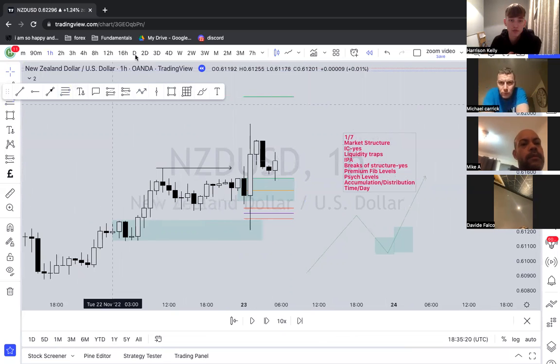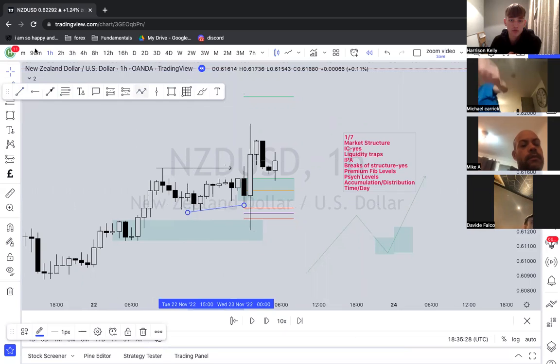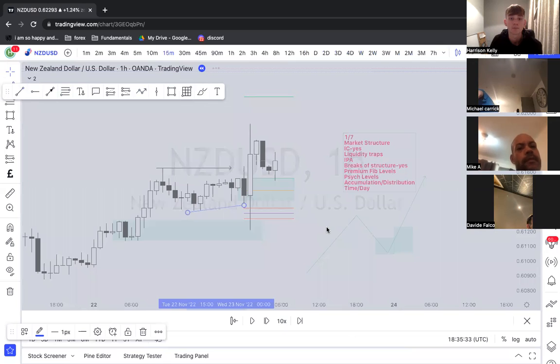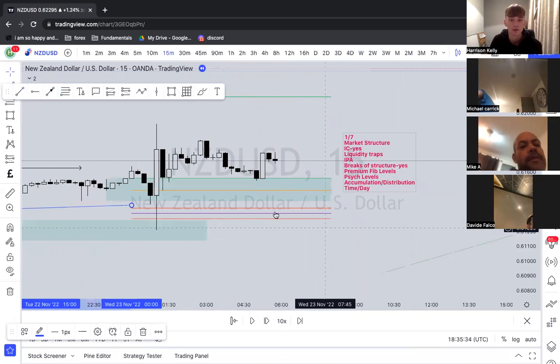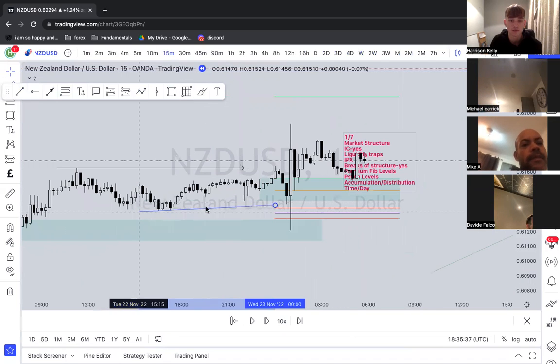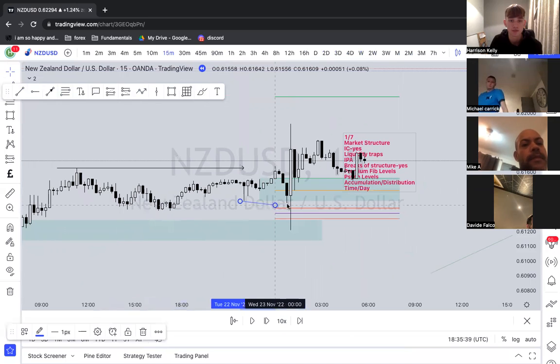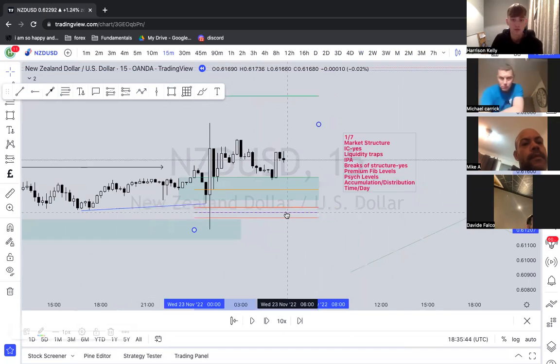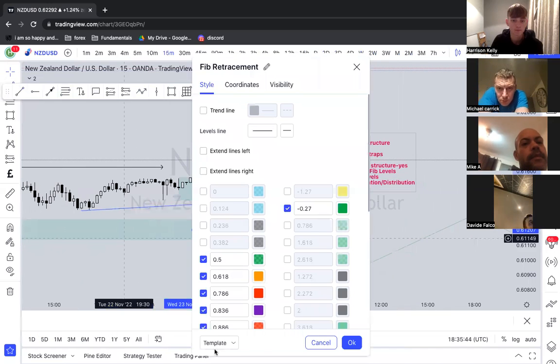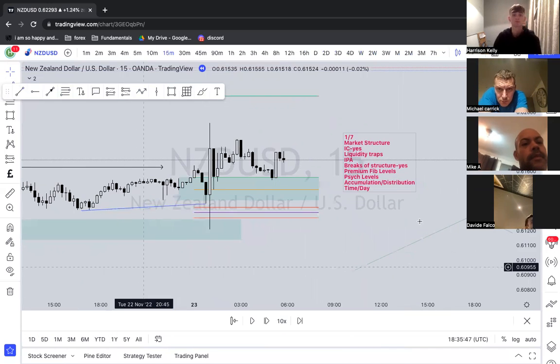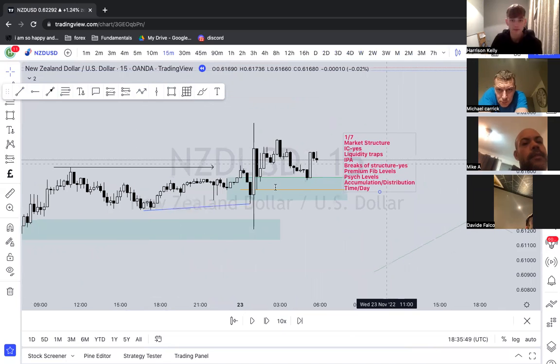Liquidity trap. So the reason I like this trade as well, it's not the clearest on the 1 hour, but when I go to the 15-minute, you'll see that that's a liquidity grab. I'll just go to the 15-minute. It's a bit more obvious. And you can also see here there's a liquidity grab as well. Cool. So liquidity, yes.